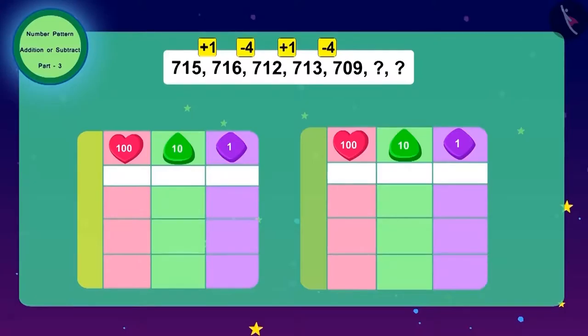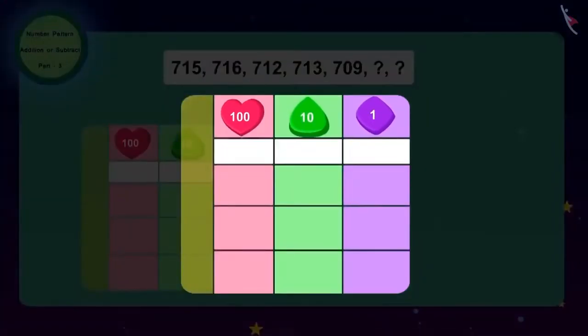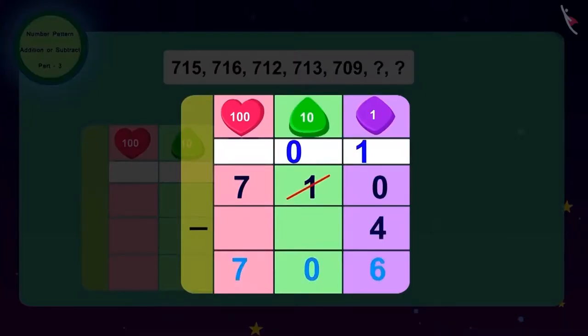So, to get the next number, what should Raju do? To get the next number of the code, we have to add 1 to 709. How much is it? 710. Now, what should we do to get the next number? We will have to subtract 4 from 710. And the last number of our code becomes 706.